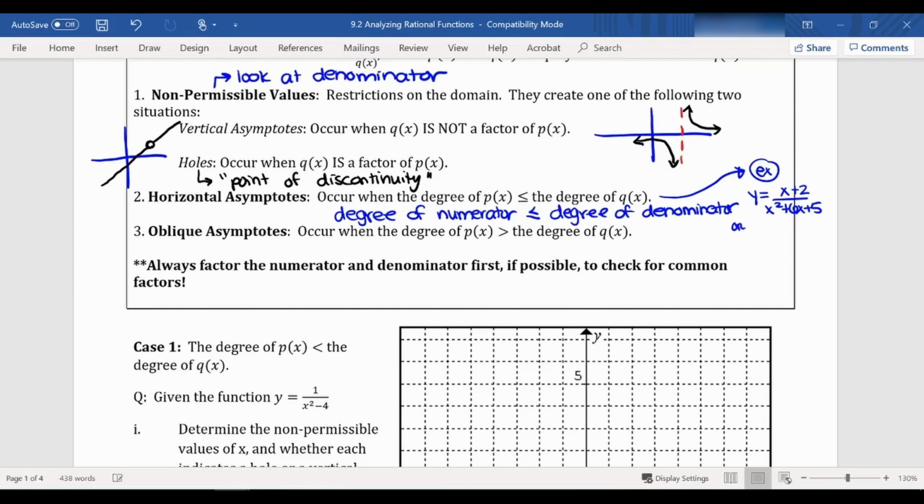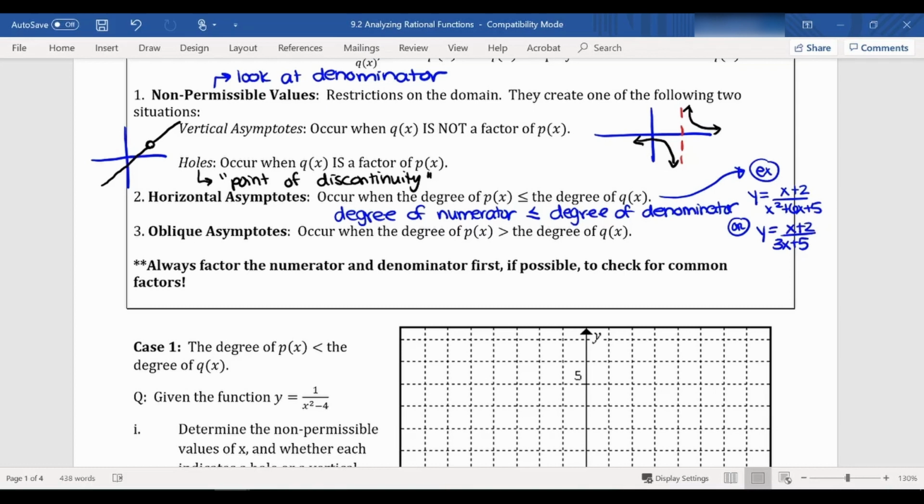Another example would be something like y equals x plus 2 over 3x plus 5. Again, the degree of the top is 1. The degree of the bottom is also 1 because the highest power of x you have on the top and the bottom is 1 for both. So this would also result in a horizontal asymptote.